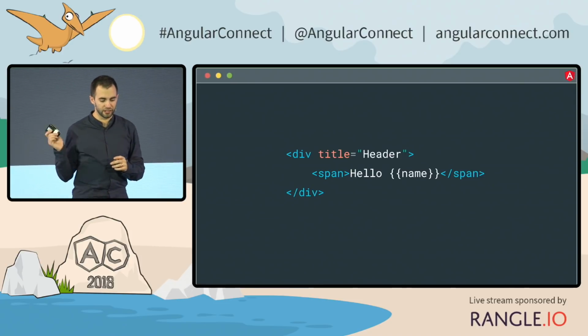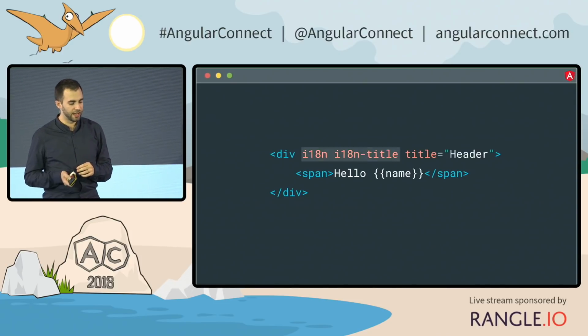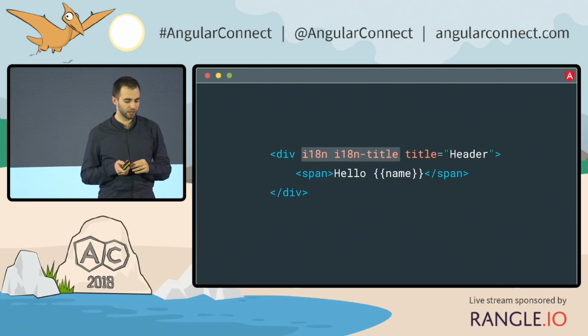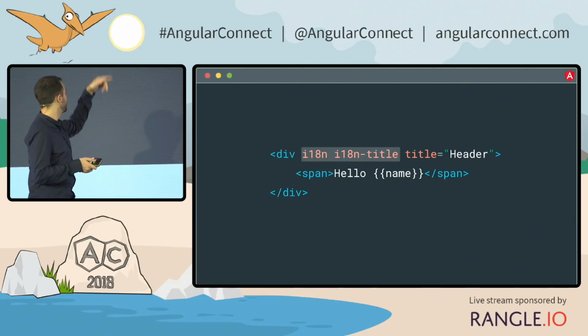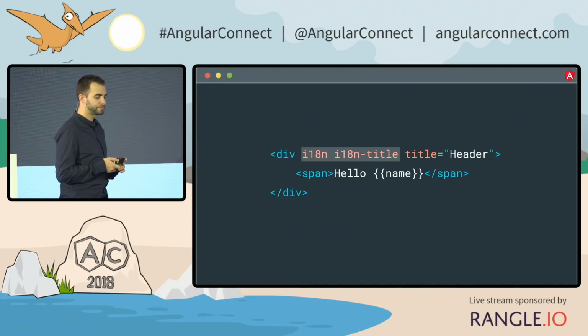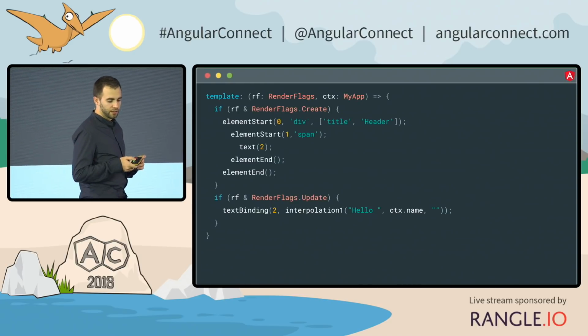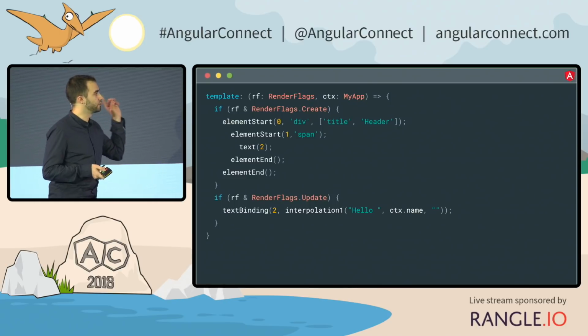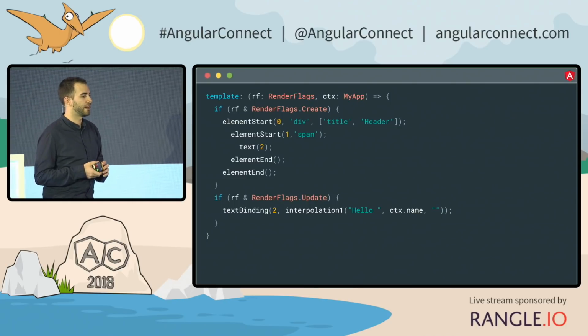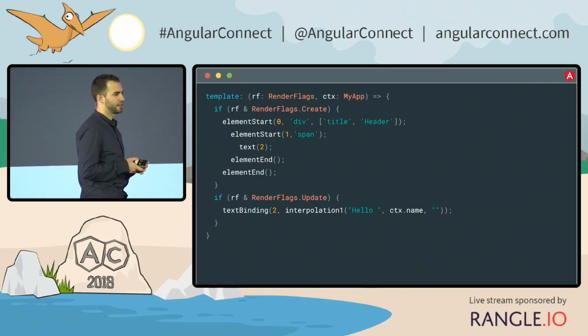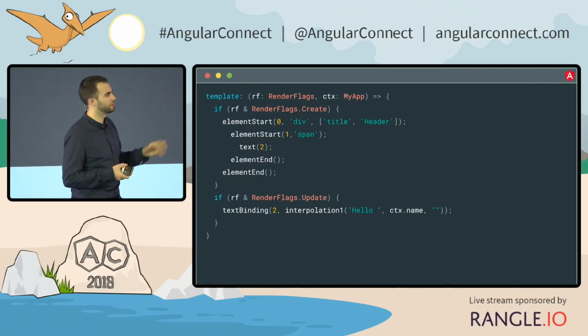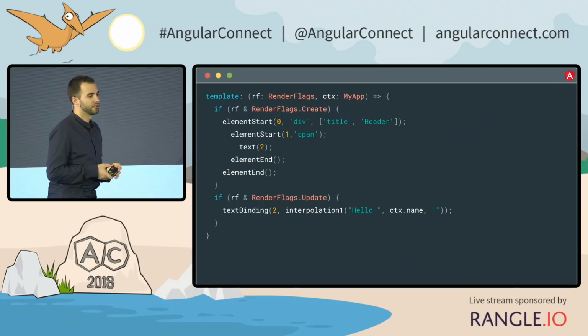To add internationalization, you just add the i18n attribute and the i18n-title attribute, meaning that you want to translate everything inside of the div and also the attribute on this div. And this is the code generated by Ivy. It's a little bit different than what Alex showed this morning because I use the full text version. This is what we use in the tests for Angular, for example.